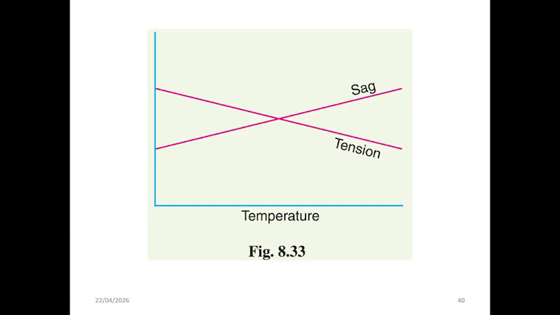Conversely, at a lower temperature, the conductor contracts, resulting in reduced sag and higher tension. The intersecting curves clearly shown here, in the section between these two curves, demonstrate this inverse relationship between sag and tension with respect to temperature.